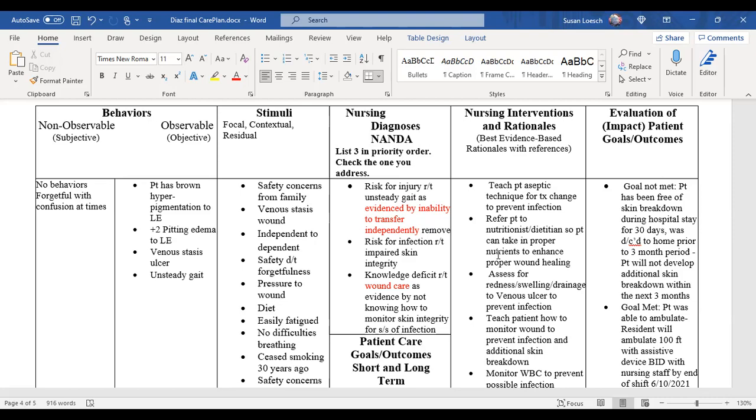And then if I'm the case manager, I could always follow up with the patient to find out if they actually did meet that goal. Does that make sense? Everybody understand that? Yes.